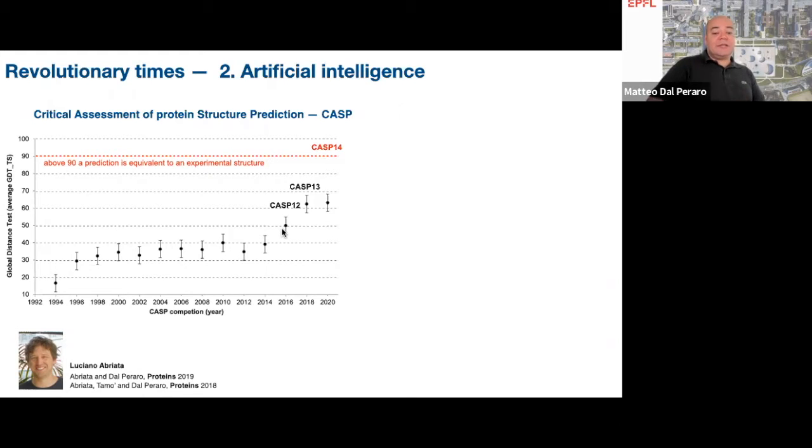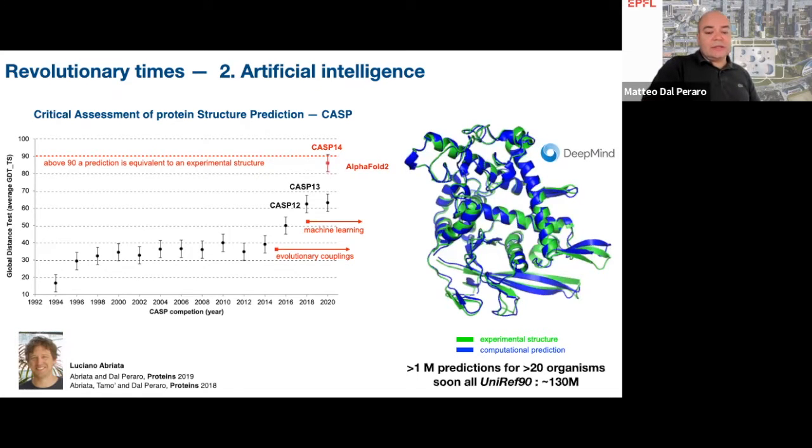Until 2016 and 2018, CASP 12 and 13, when we were also involved in the assessment of the new methods, some new methods like evolutionary couplings and machine learning approaches started to be applied to this problem. But it was only two years ago, at the end of 2020, that the big revolution happened. DeepMind, maybe all of you know about this, presented the second version of their AlphaFold deep learning based method for solving this problem. And pretty much they solved the protein structure problem, getting predictions that, as you can see here, are almost identical, equivalent to the experimental structure.